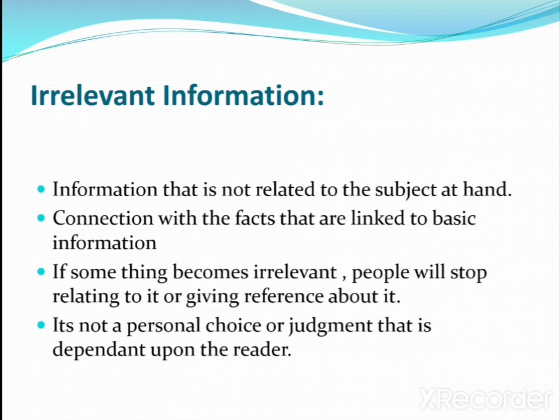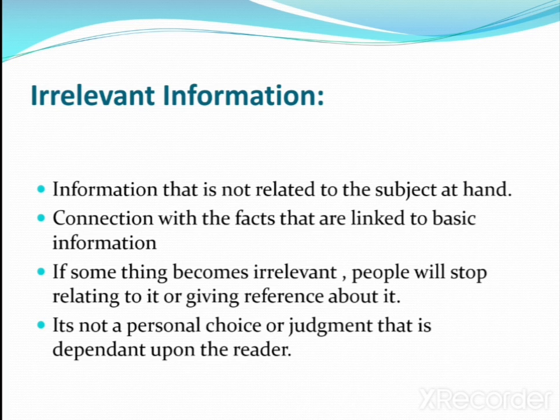So, next point is, if something becomes irrelevant, people will stop relating to it or giving reference about it. So if there is something that is written in the paragraph but no example is given over there or no reference is given over there, it means that that information will be irrelevant information, because relevant information always comes with the examples, always comes with the instances, always comes with the supporting sentences, and it is elaborated basically in the paragraphs. It is not personal choice or judgment that is dependent upon the reader.